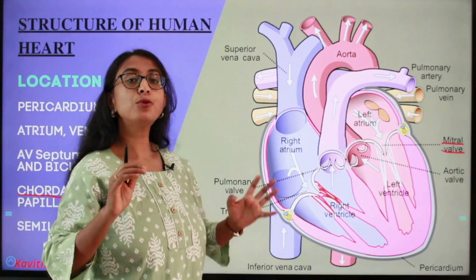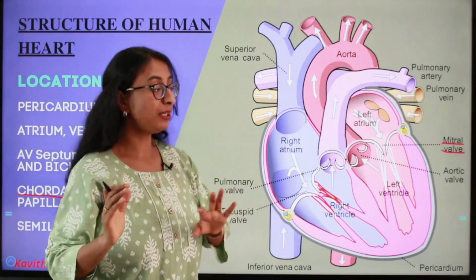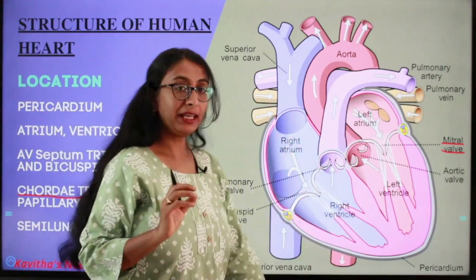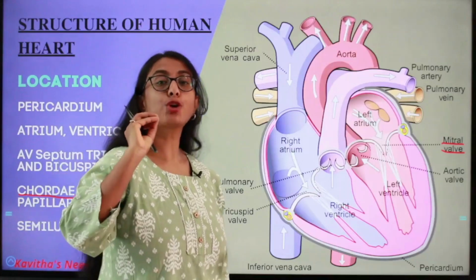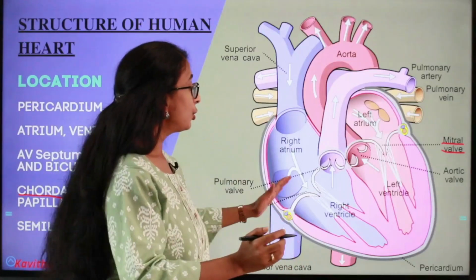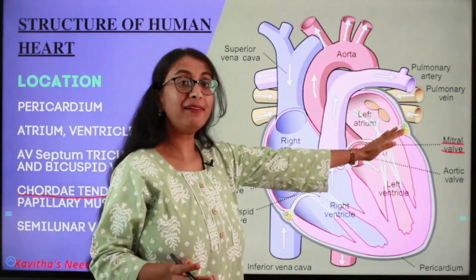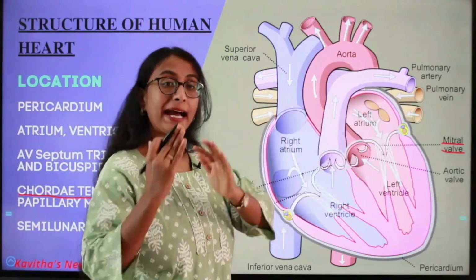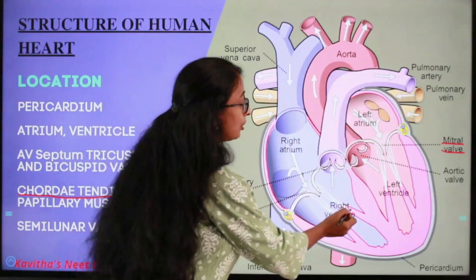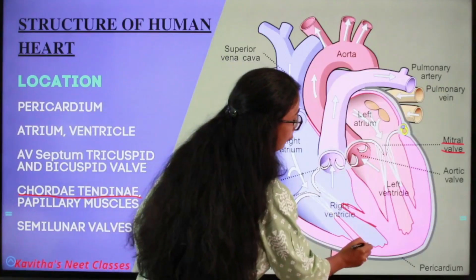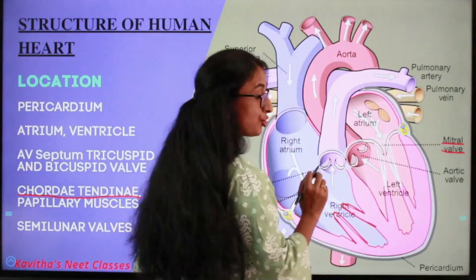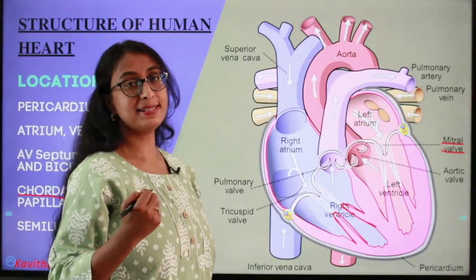Okay, did you understand what is chordae tendineae and what is papillary muscles? Chordae tendineae are fibrous cords which are attached to the cusps of the tricuspid valve or the bicuspid valve on one end, and on the other end they are attached to thick muscular structures called the papillary muscles.